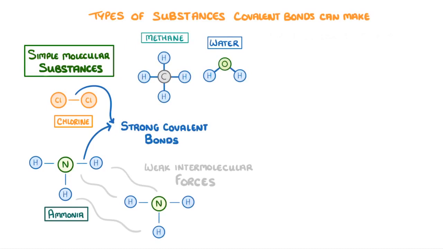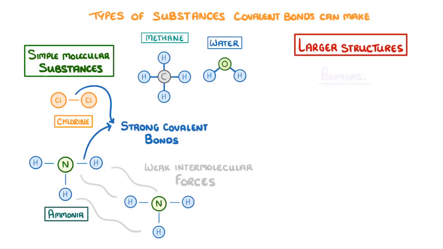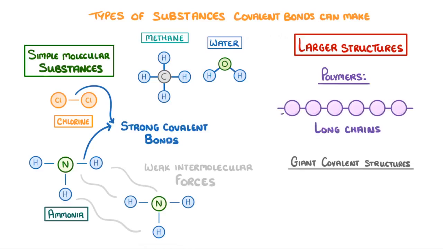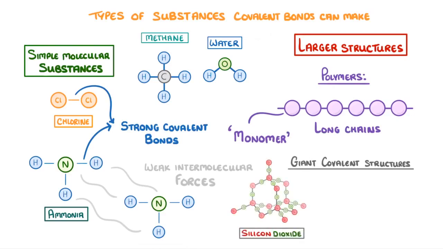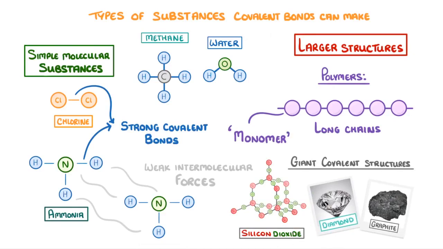Covalent bonds can also be used to make much larger structures though, such as polymers and giant covalent structures. We cover both of these in other videos, but basically polymers are long chains made up of lots of repeating units, which we call monomers, and are used to make things like plastic bags and t-shirts. Meanwhile, giant covalent structures are things like silicon dioxide, diamond, and graphite, which can involve billions or trillions of atoms arranged in a regular lattice. And because all of the atoms are joined by covalent bonds, they're really strong.